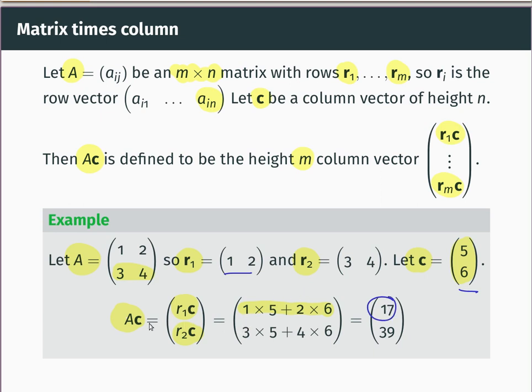And to work out the second entry of A times C, we multiply the second row of A, which was 3, 4, into the column vector C. So we get 3 times 5 plus 4 times 6, which is 39 there. So our matrix A multiplied into the column vector C gives us the height 2 column vector, whose entries here are 17 and 39.